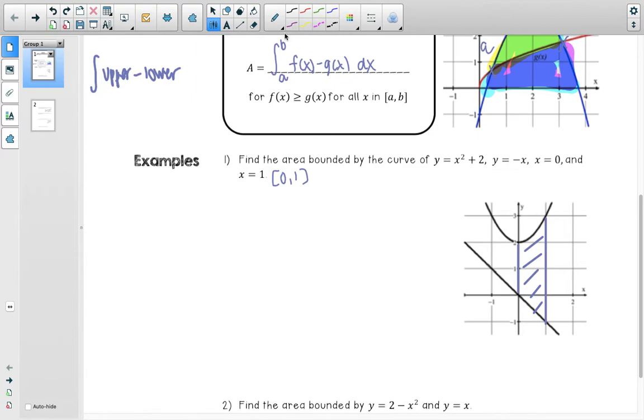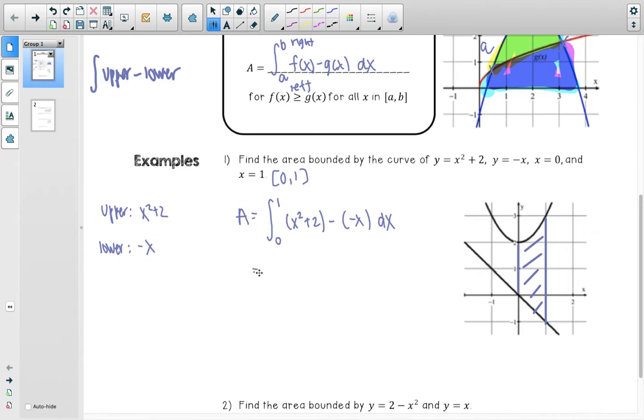So we have to ask ourselves, what's the upper and what's the lower? Well, in this situation, the upper function is that x squared plus 2, and the lower function is the negative x. So to find the area, the most left value is the a, so you can think of this as the left and right. So the most left x value is 0, that's what we're bounded from, and then to 1. And then you're literally going to have, in parentheses, the upper, which is x squared plus 2, minus the lower, which is negative x. And we're doing this with respect to x, so we put dx.